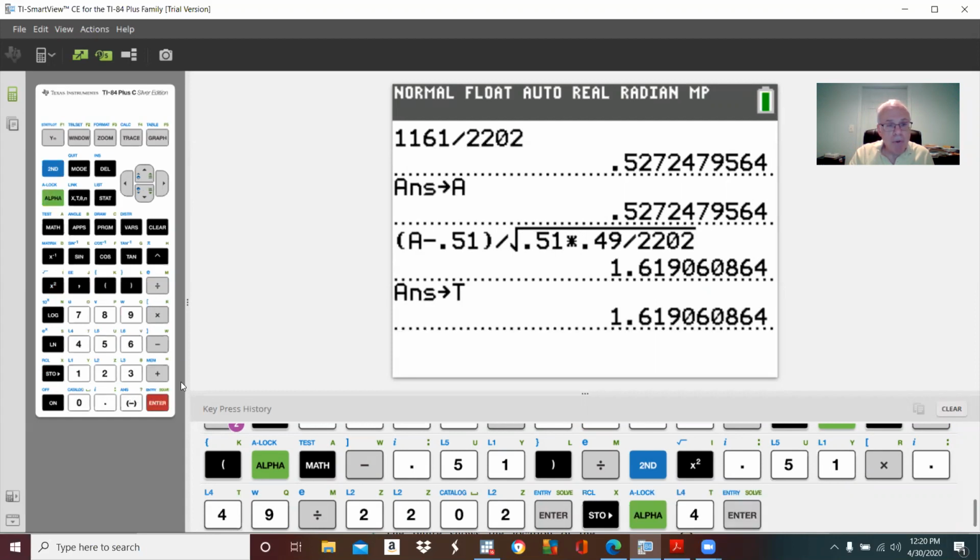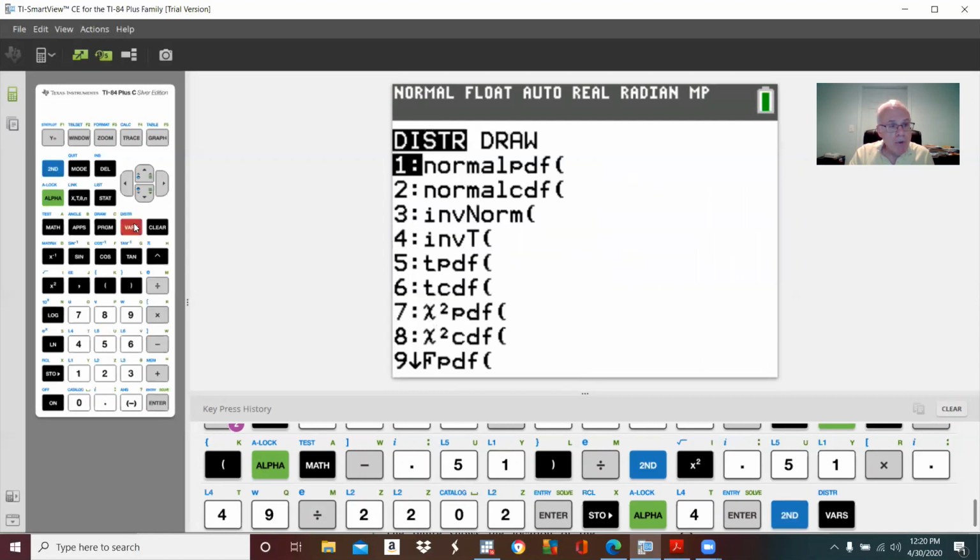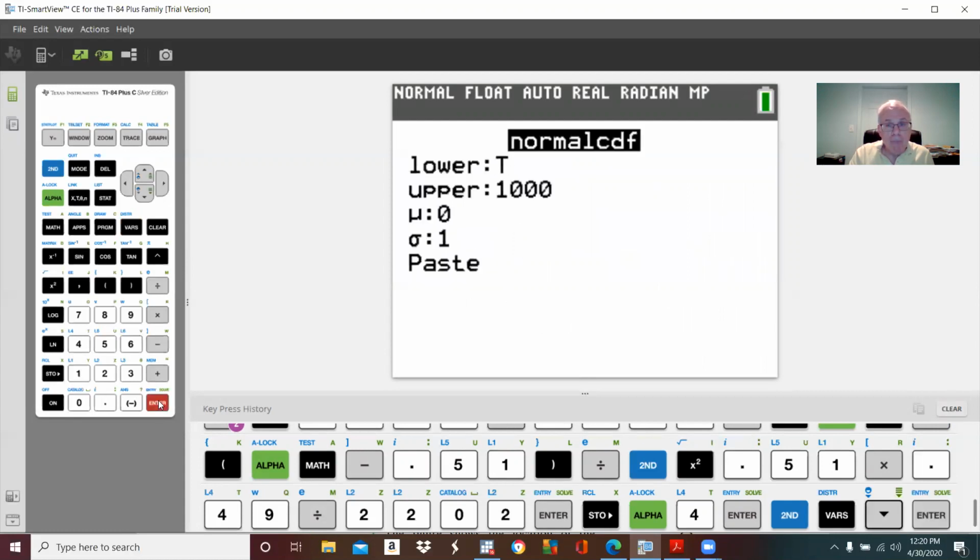Now you can see that the test statistic is positive. Even though this is a two-tailed test, since the test statistic is positive, I'm going to treat this as if I'm doing a right-tailed test, because it's to the right of 0. All right, so I'm going to go to my normal CDF. Because I'm treating it like a right-tailed test, my lower limit will be T. Notice I have it already set up like this, which is nice.